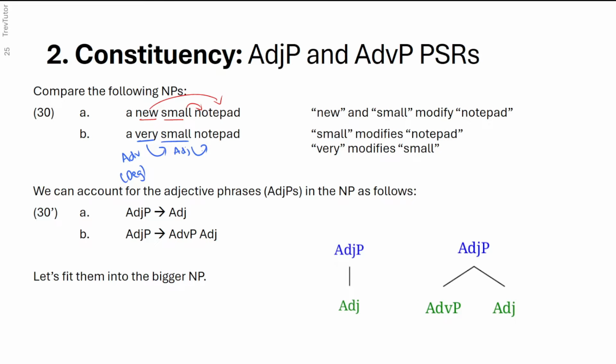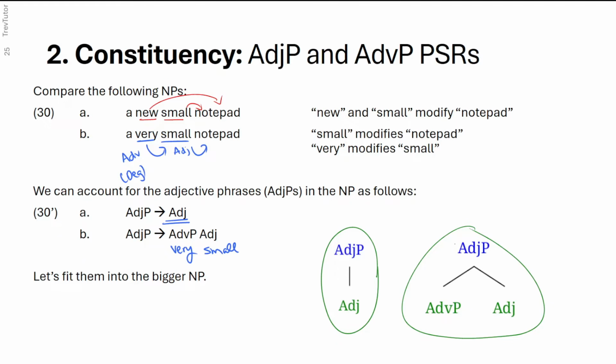So we can draw two different structures for these. Either an adjective phrase is just formed of an adjective, as in a new small notepad, where new and small are each their own adjective phrases. Or in the case of very small, we have very, which is going to be an adverb phrase, and small, which is an adjective. So in terms of our structures, either the adjective phrase becomes just an adjective, or the adjective phrase splits into the adverb phrase and adjective. And because we need the heads to build up into the phrase, of course, we're going to need an adjective head in all of our adjective phrases.